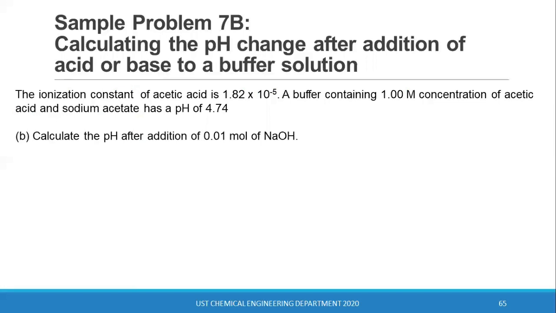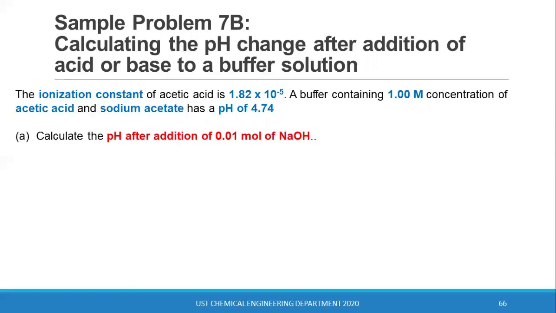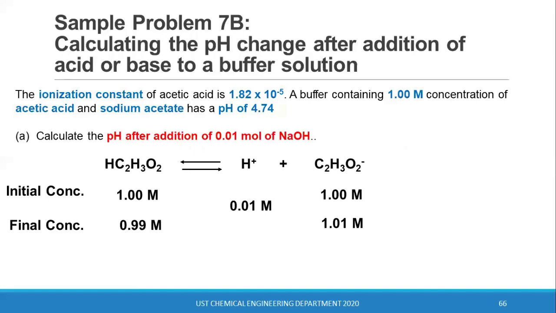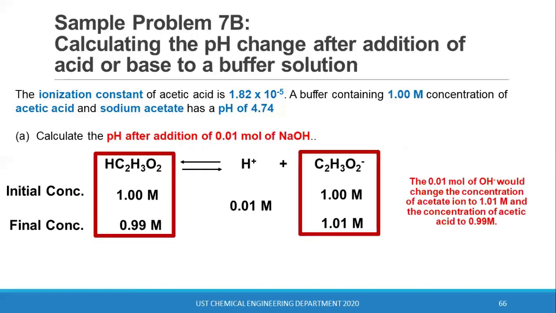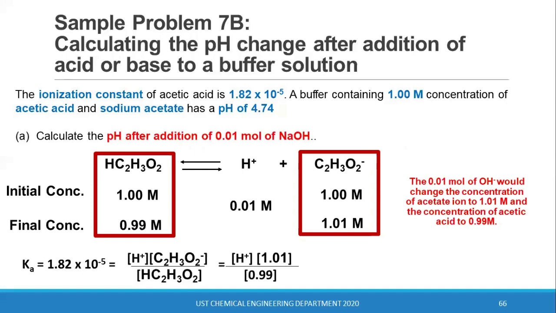Listing again the initial and final concentration of this species, we have, focusing again our attention to the red boxes, it can be observed that this time, the 0.01 mole of OH would change the concentration of acetate ion to 1.01 molar and the concentration of the acetic acid to 0.99 molar. Writing the Ka expression and substituting the values, we will arrive at a pH equal to 4.75.